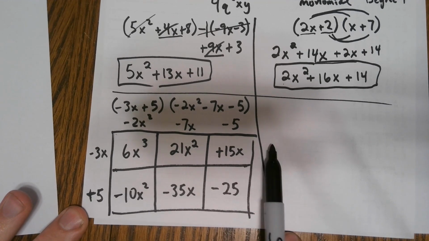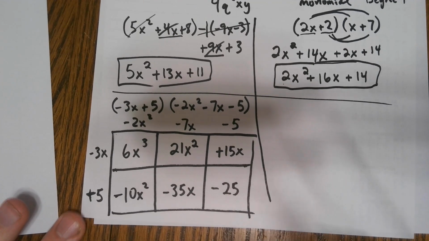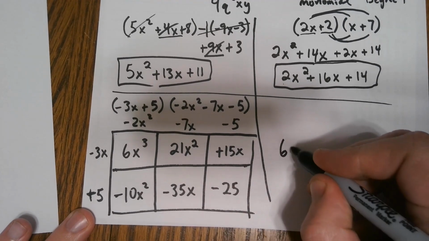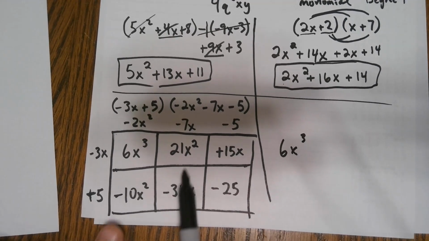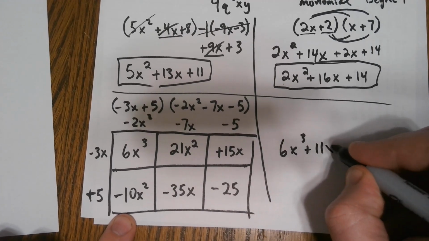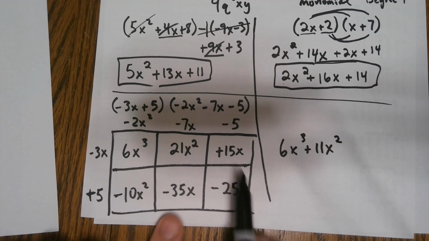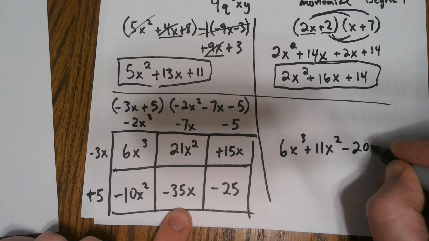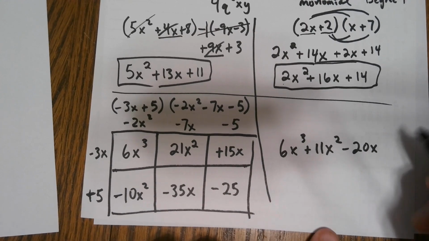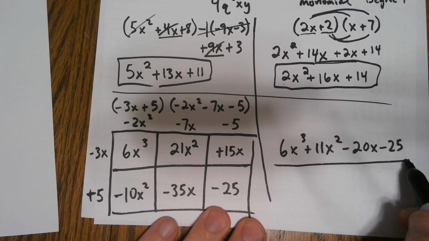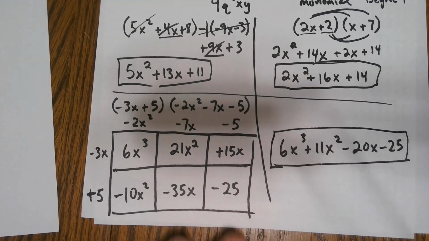From here, I just need to list out my answer, making sure I combine any like terms that I have. So I'm going to first have 6x cubed, and then these two will combine to make positive 11x squared. And these two will combine to make negative 20x. And then I'll have this last term of negative 25. And then this will be my answer.